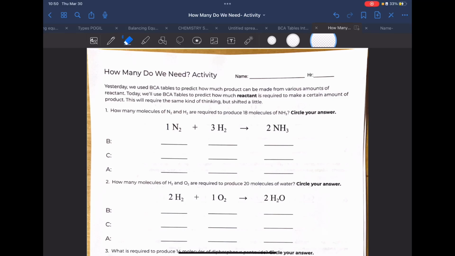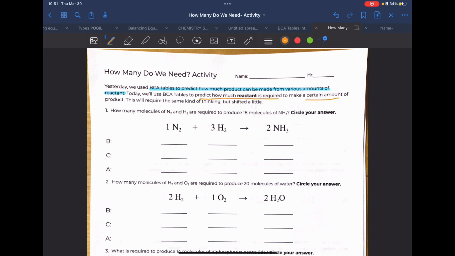All right, friends, this is what we did in class on Wednesday, March 29th. The day before we did this packet, we used BCA tables to predict how much product can be made from various amounts of reactant. That's what part one of this video series was about. That's the first part of stoichiometry, predicting amounts of products from a given amount of reactant. This time, in this video, we're doing the opposite. We're going to predict how much reactant is required to make a certain amount of product.